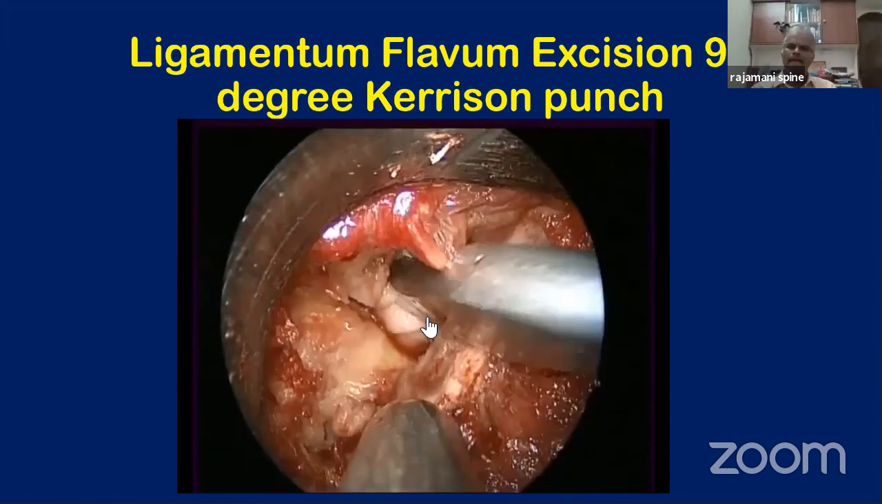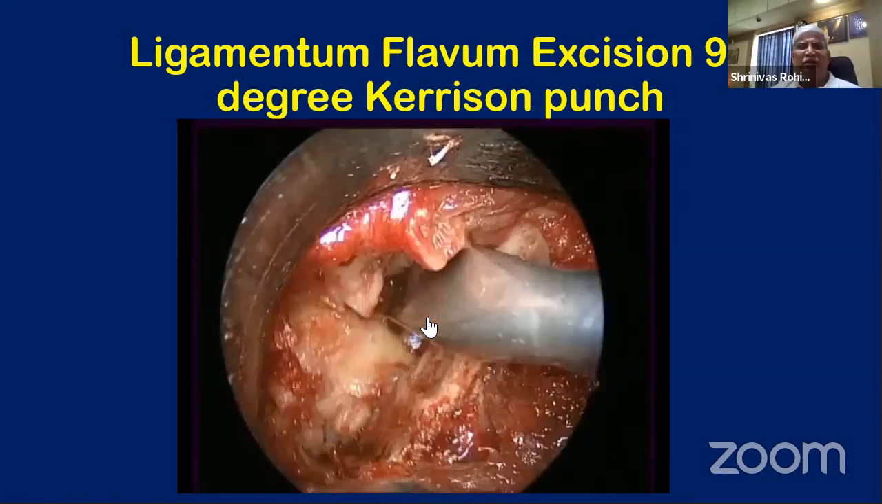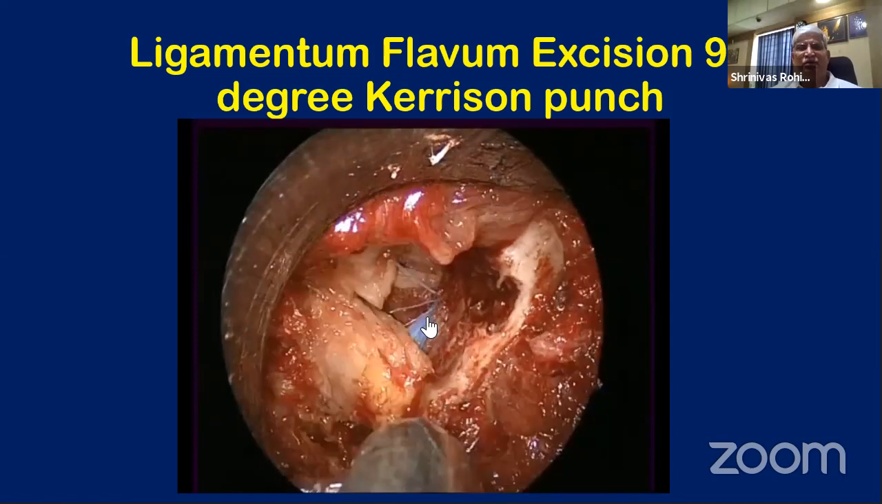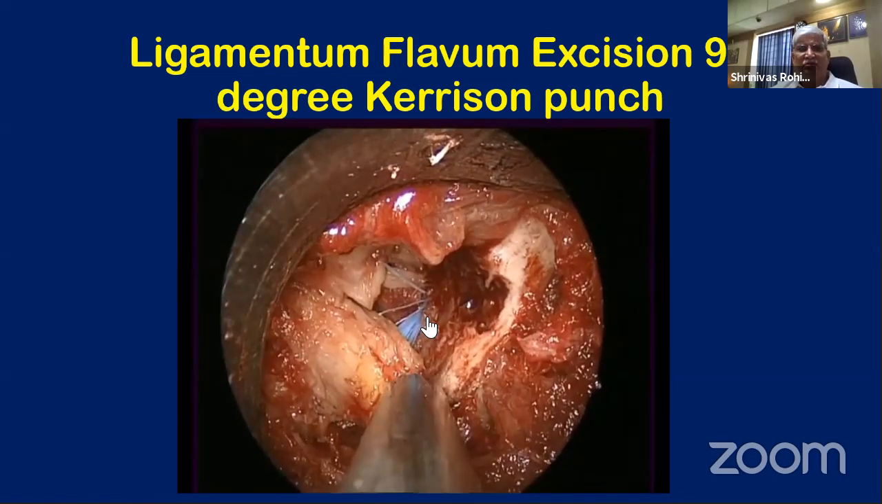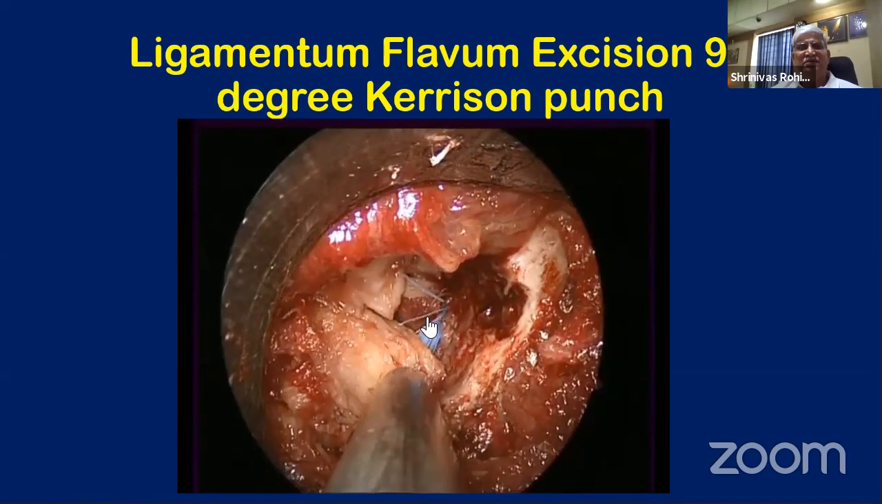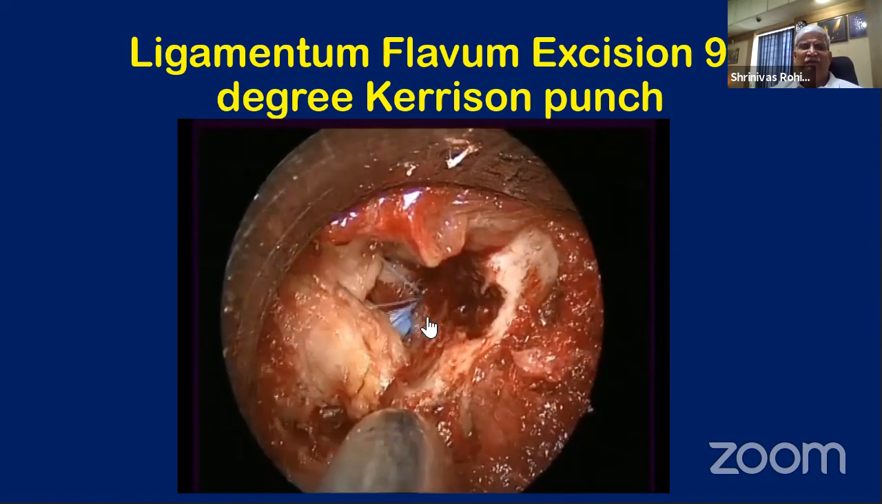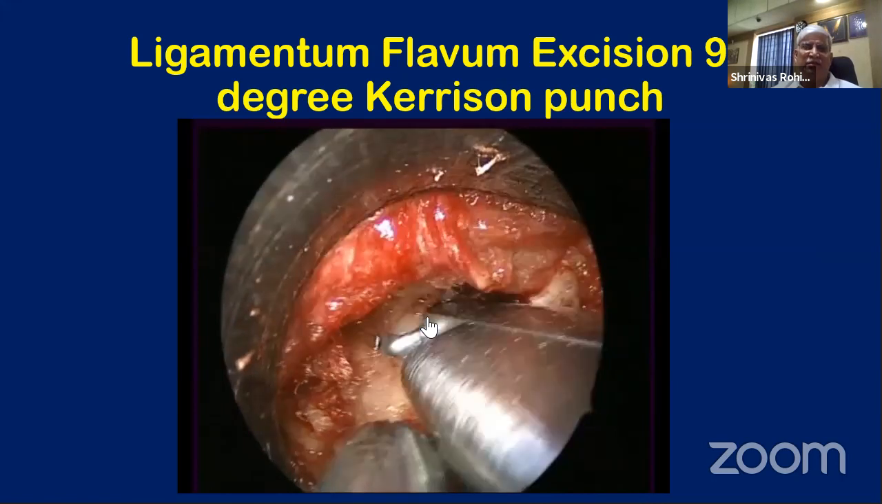Then we use cottonoid to push the dura anteriorly. This is to prevent complications like dural puncture and dural tear. This is the second Kerrison punch in the set we use to remove the ligamentum flavum. This is a 90-degree 3 mm Kerrison punch.